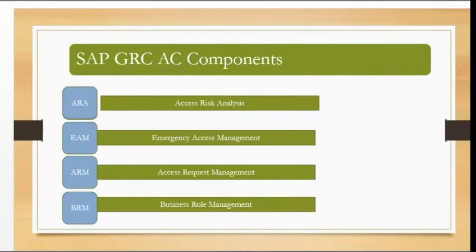As I've told you before, SAP GRC Access Control is the most widely used solution from GRC for access control, and it has four modules. Number one is Access Risk Analysis, EAM or Emergency Access Management, ARM, which is Access Request Management, and BRM, which is Business Role Management. Access risk analysis helps you to assess the risk before the risk actually happens.